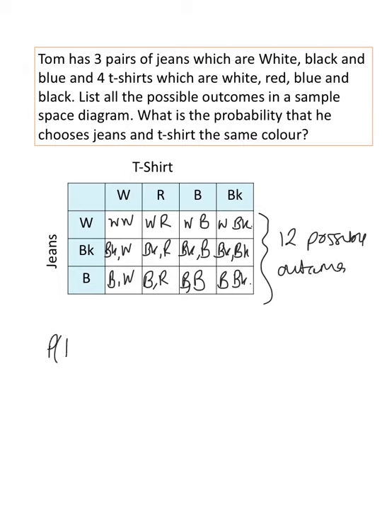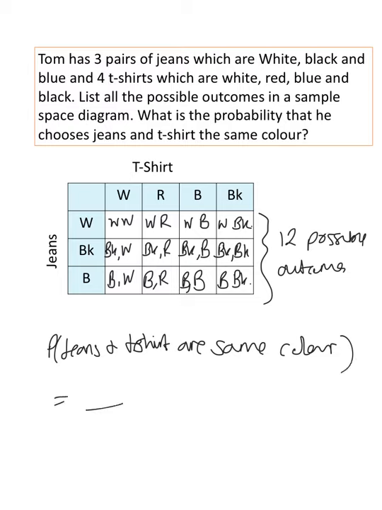So we want the probability his jeans and t-shirt are the same colour. If we look in our table, we know there are 12 possible outcomes. So I know the total is going to be over 12. And if we look at the table, we have white and white. We have black jeans and a black t-shirt. And we have blue jeans and a blue t-shirt. So we have 3 possible outcomes where the t-shirt and the jeans are the same colour out of a total possible number of outcomes of 12, which is 1/4 when we simplify.